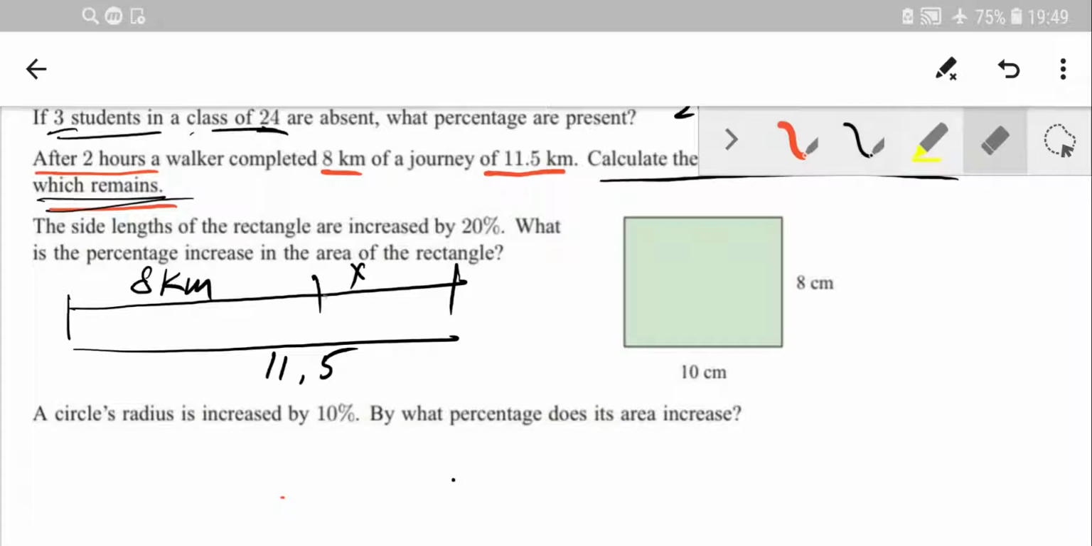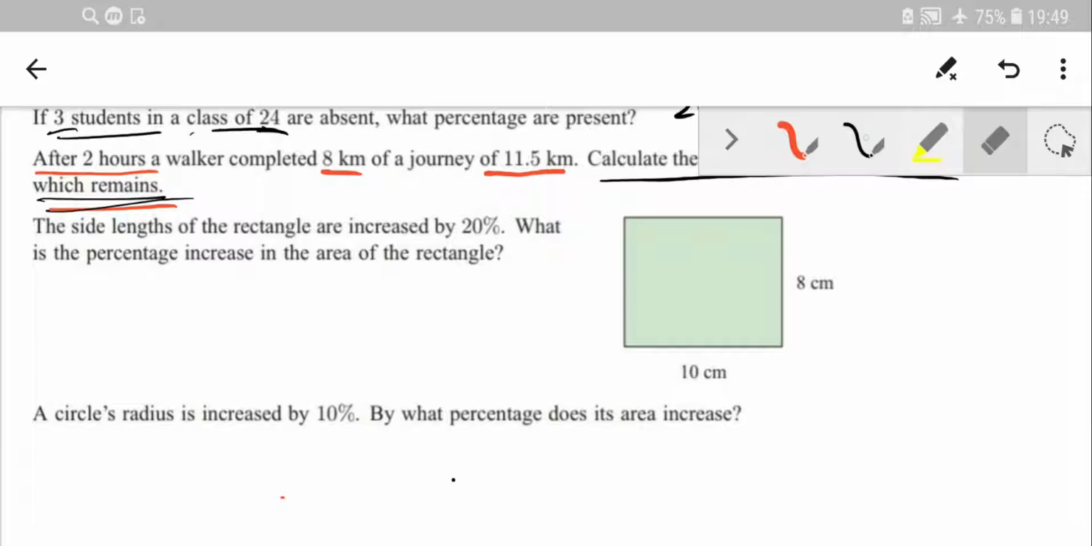Let's do the last step, almost the last. The side lengths of a rectangle are increased by 20%. So it was a rectangle 10 by 8, and the side lengths both increased by 20%. What is the percent increase in the area? You might think you simply need to increase by 20 percent, or even square it, because you probably remember that area is length squared, so it looks like 0.2 squared.